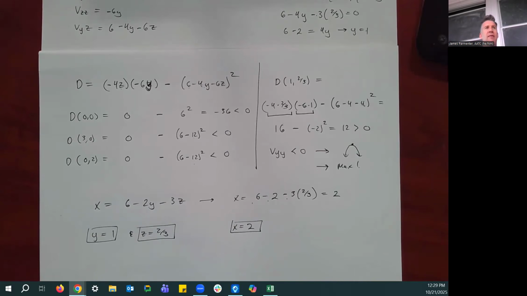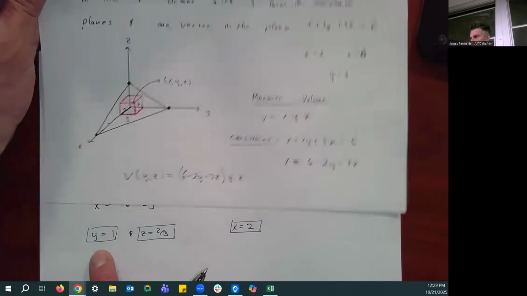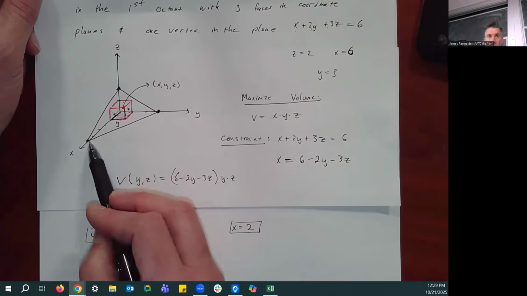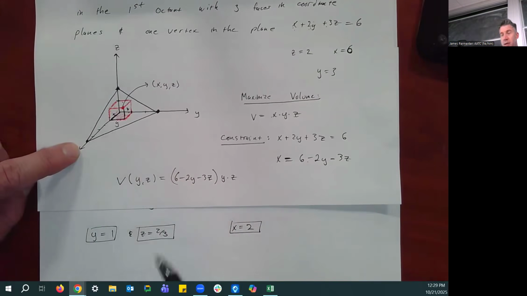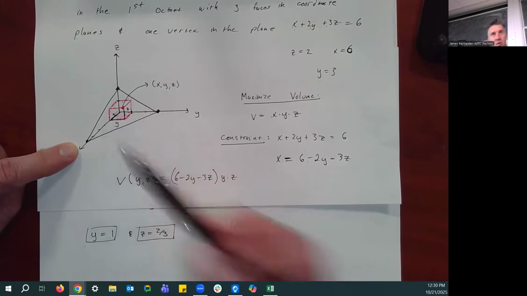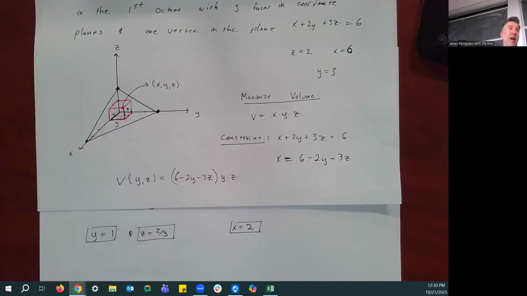Something interesting that's worth noticing, and this happens in a similar way with two-dimensional things, is that all of those are exactly a third of the way from the origin to the intercept point. The x-intercept is 6 and x is 2. The y-intercept is 3 and y is 1. And the z-intercept is 2 and the z value is 2/3. That's probably not a coincidence.